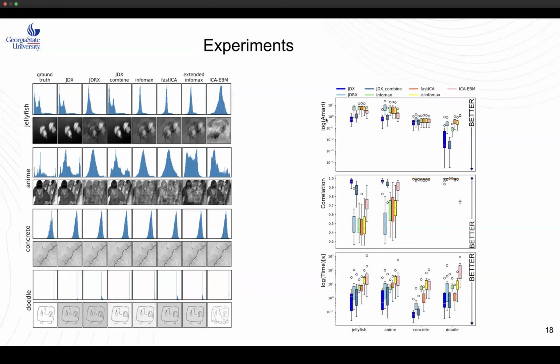And for the box plot, I listed the Amari distance and the correlation and also the computation time. So the Amari distance, you can see from the, it's too small. I cannot see it even here.